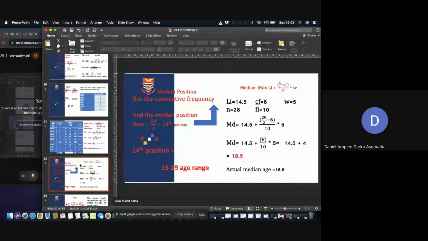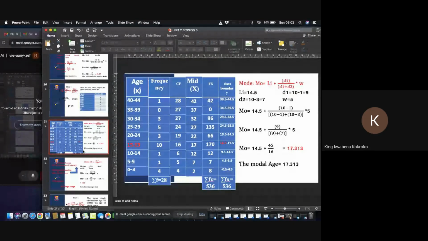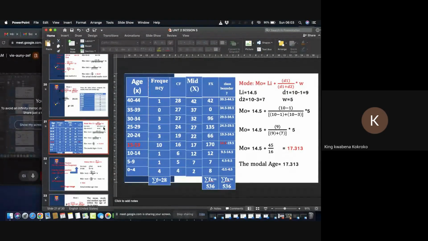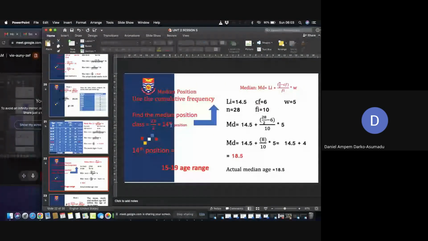Now let's move on to the median. Yesterday I told you whenever you are asked to find a median, you first have to find the median position. The median position is given as n over 2. N is 28, so n over 2, as you can see on the left hand side, is the 14th position.